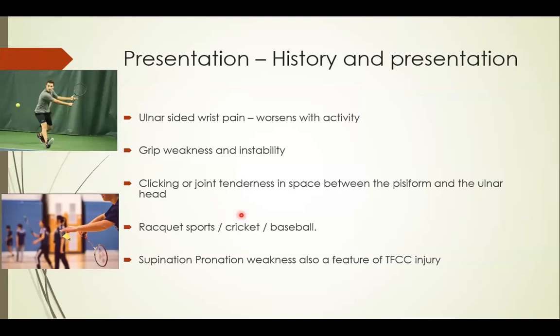and instability, characterized by a clicking or joint tenderness in the space between the pisiform and the ulnar head. Commonly seen in racket sports, especially badminton players with a backhand grip, cricket, baseball, and also in daily wage laborers who use a heavy instrument like a hammer with a repetitive hammering motion, or some individuals who have to carry a heavy load on a daily basis. Supination-pronation weakness is also another characteristic feature of TFCC injury.